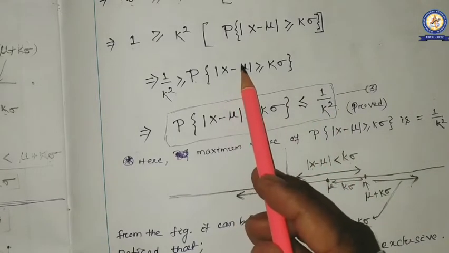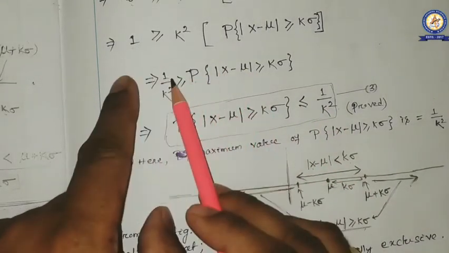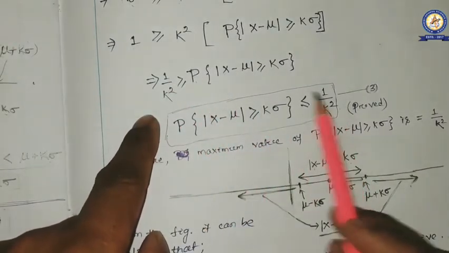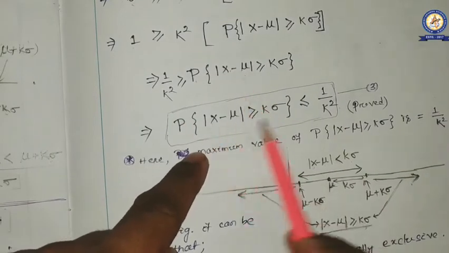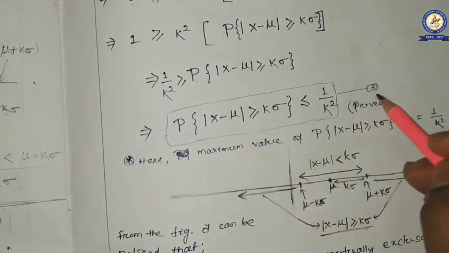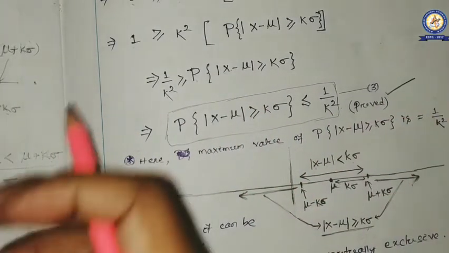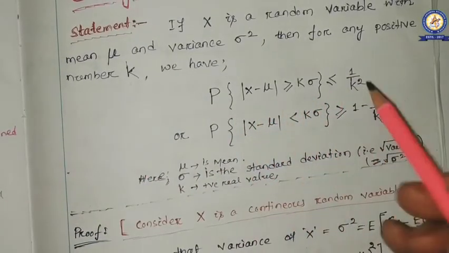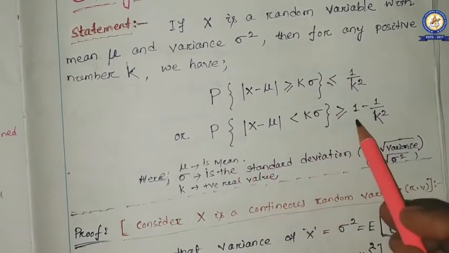I have written this one first and this one second. So 1 by k square is greater than this one, or this one is less than 1 by k square, which is proved. Our first statement is proved. Now we are going to prove this one.